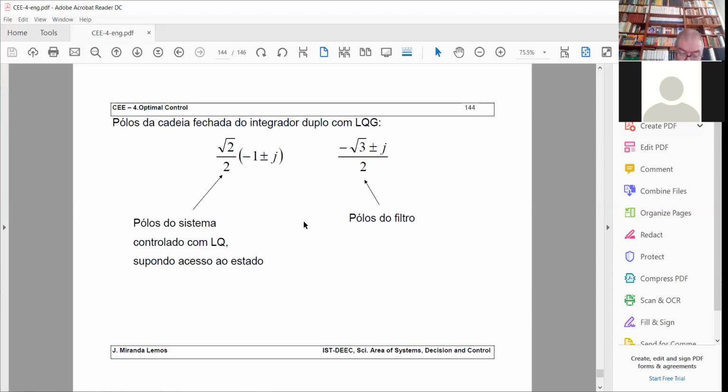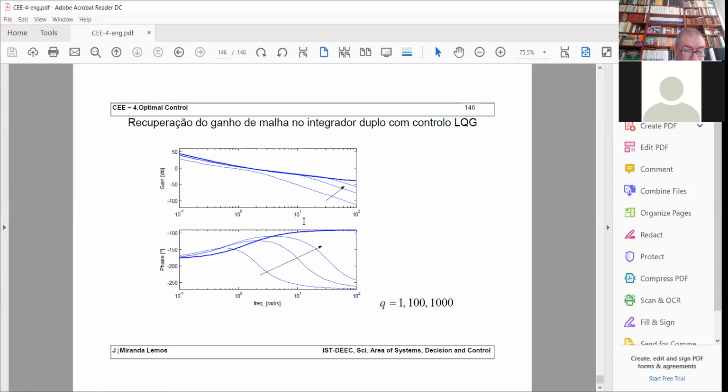And if you assume now that you give different values for that parameter q using the story of the loop transfer recovery, the solid line, the thicker line, is the LQ, so this is the gain and this is the phase. The thinner lines are the ones that correspond to using a Kalman-Bucy filter. So as you can see, when you increase this parameter, you are approximating the loop gain of the LQG to the loop gain of the LQ, both in gain and in phase.